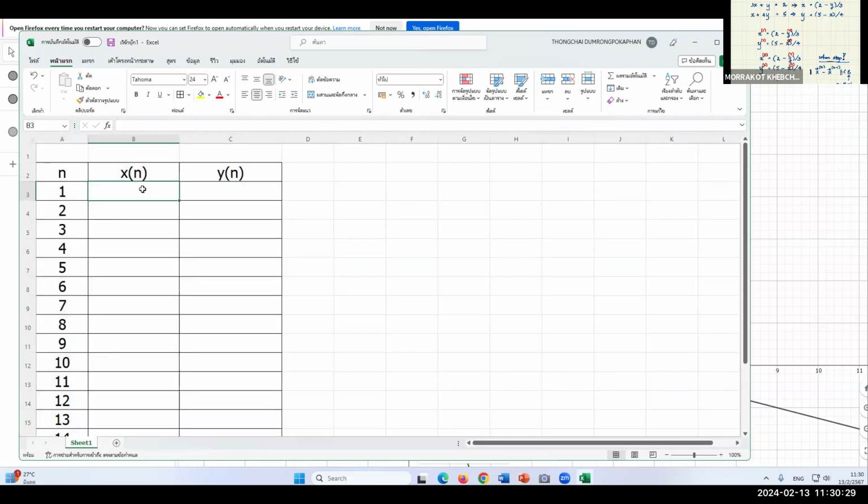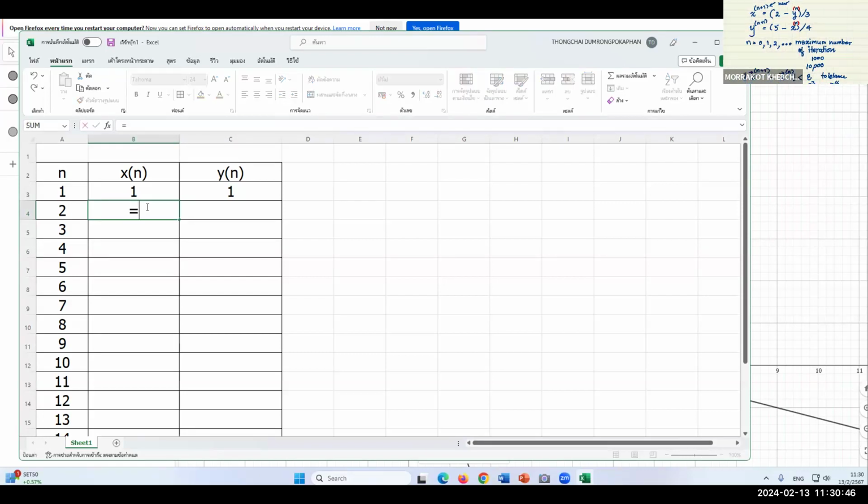Okay, I have the new one. I input maybe 1, 1. It's my initial guess. And x(n+1), if you look at the formula, is 2 minus y(n), y is, I guess, 1 maybe, divided by 3.